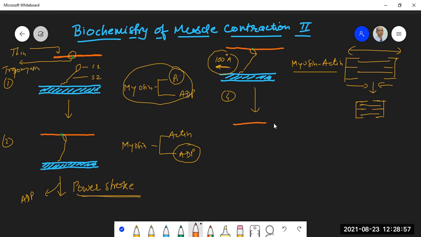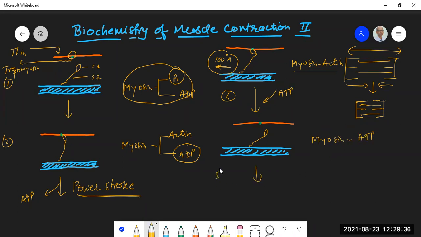So you will have the thin filament, you have tropomyosin, you have the thick filament, and then you have this. After that, immediately ATP will join. So you will have the myosin ATP complex.